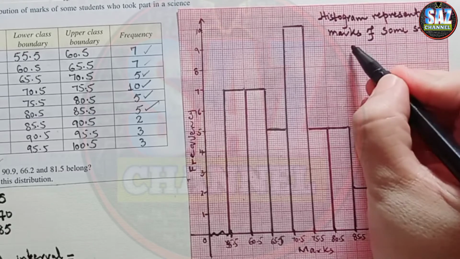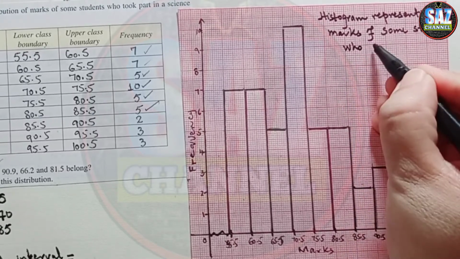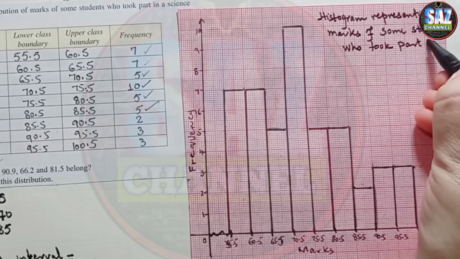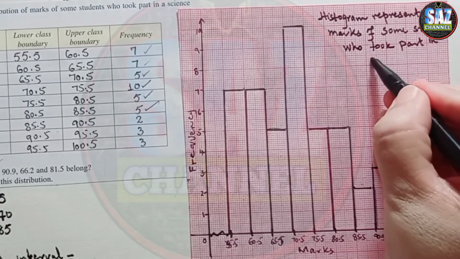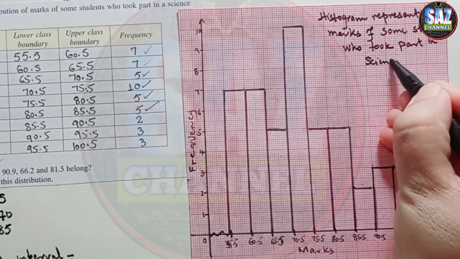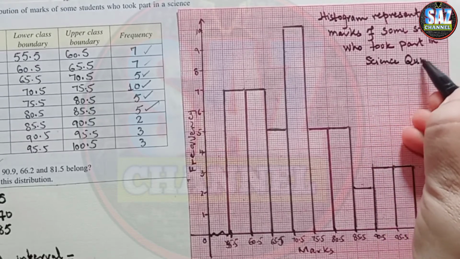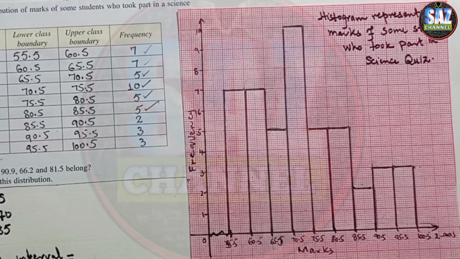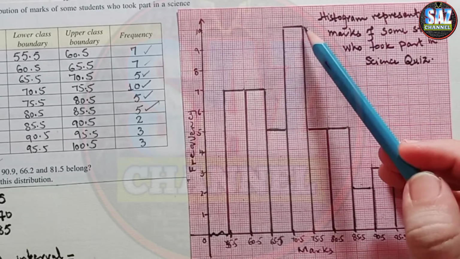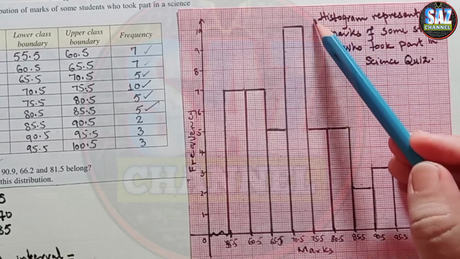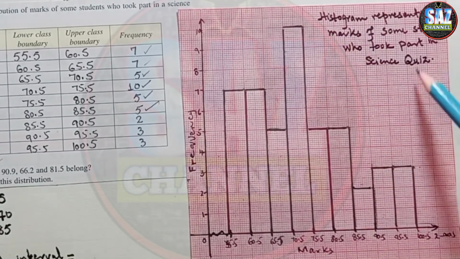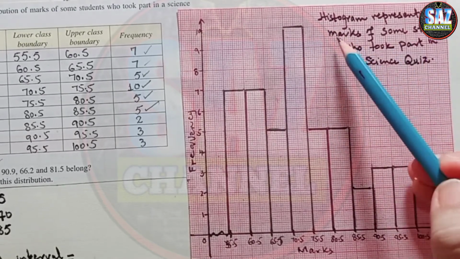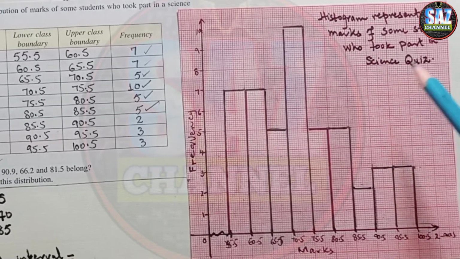who took part in the science quiz. Look at the format of the title that I'm giving. I'm writing the title at the top of this graph, and my title is forming almost a pyramid form. My first line is long, then short, and then short. You have to follow all these rules.